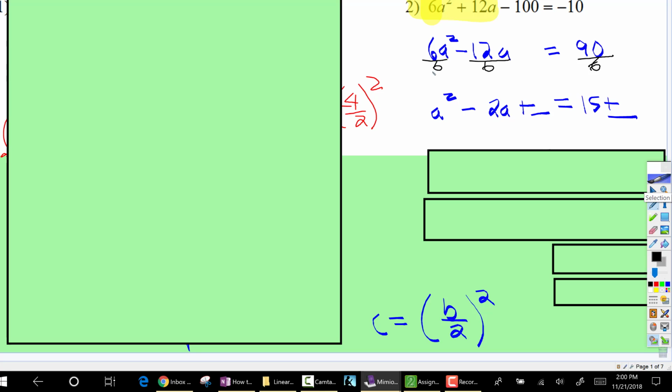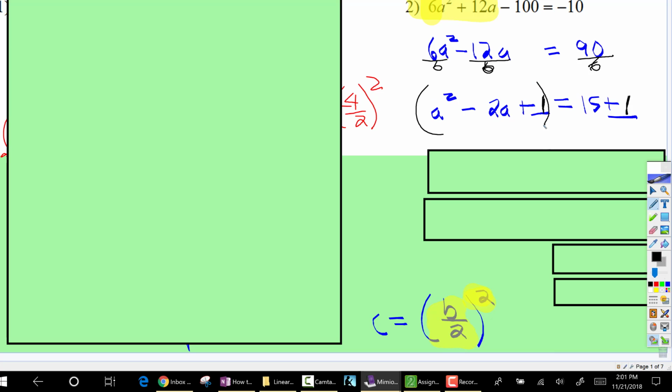So 6a squared divided by 6 is 1a squared. Negative 12a divided by 6 gives us negative 2a. 90 divided by 6 gives us 15. And now we can complete the square. Half of 2 or half of -2 is 1 or -1. Well, when you square 1 or -1, you get +1. We're going to add that to both sides.